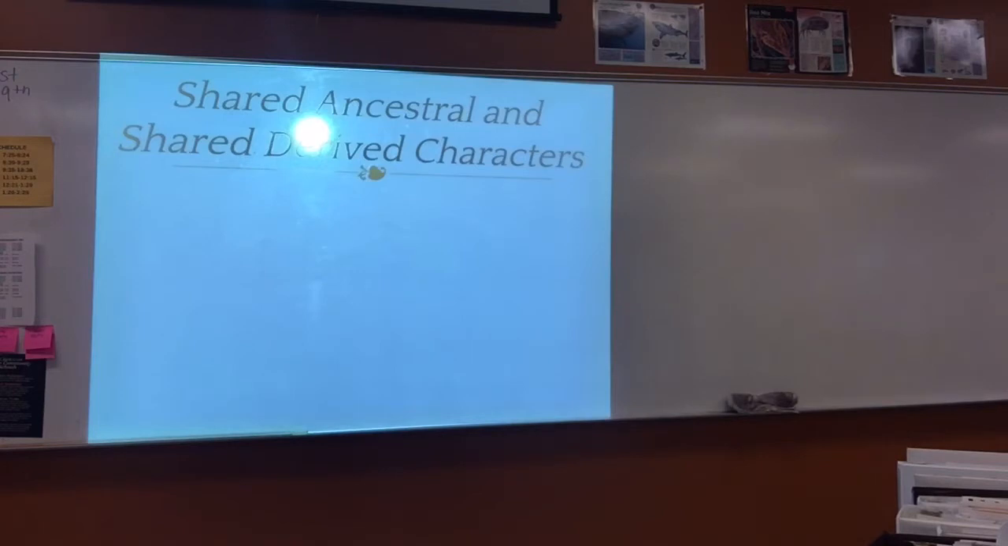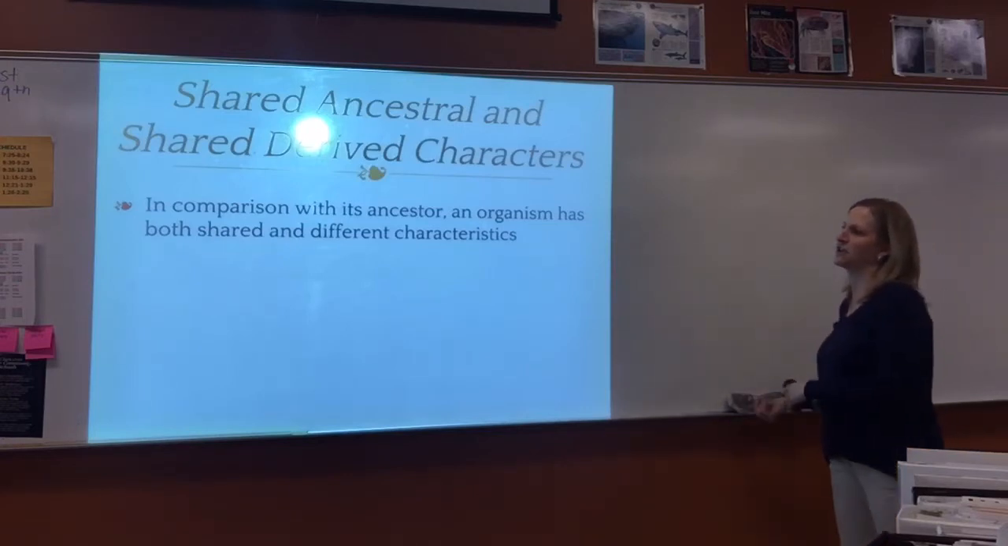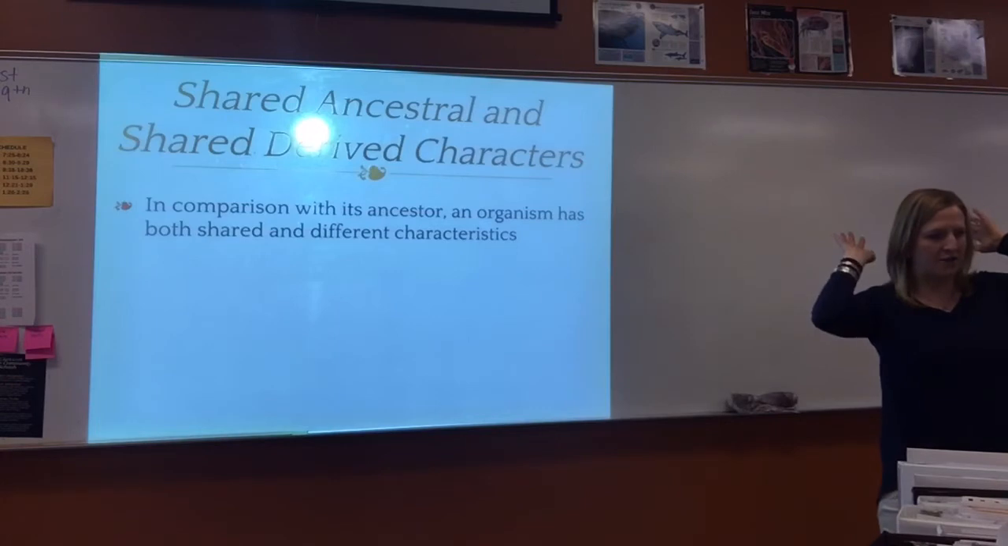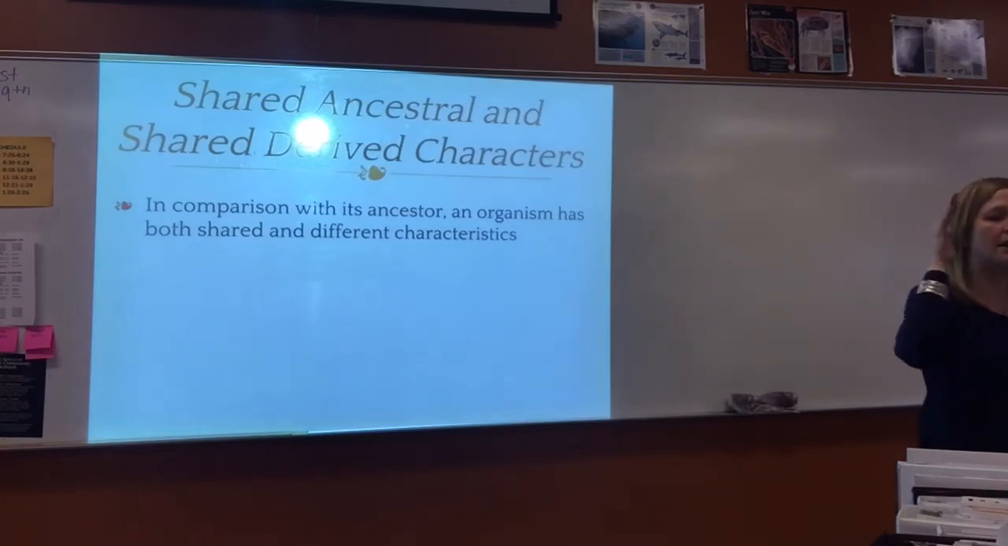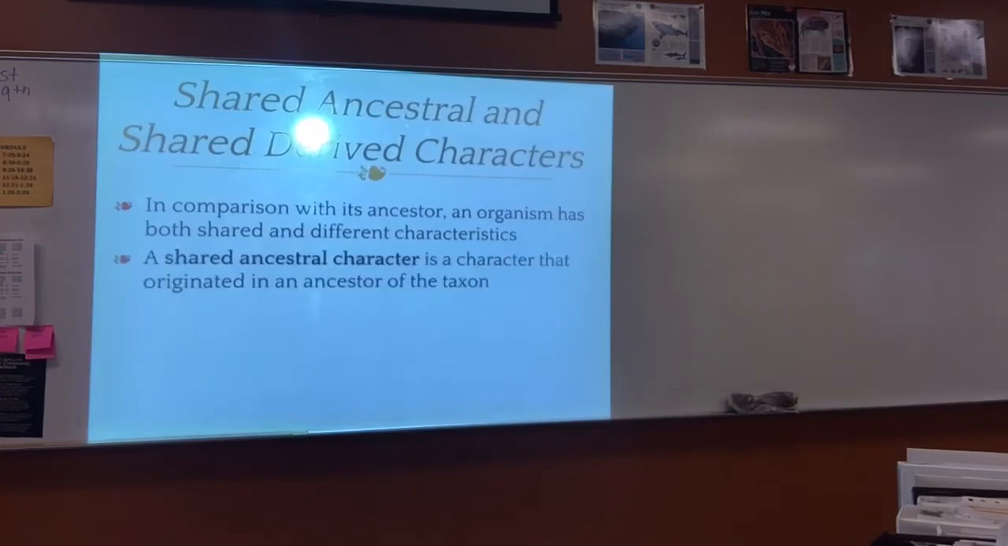So now when we're making these trees, we look at two things, shared ancestral and shared derived characters. So in comparison with its ancestor, an organism has both shared and different characteristics. So if you look at the ancestor of an organism, the organism may have some of the characteristics the same as their ancestor, but then they might have new characteristics that the ancestor didn't have. So those are the shared ancestral and derived.